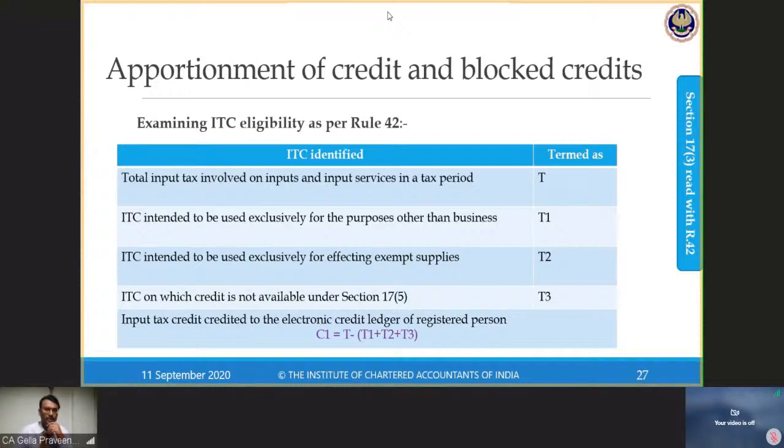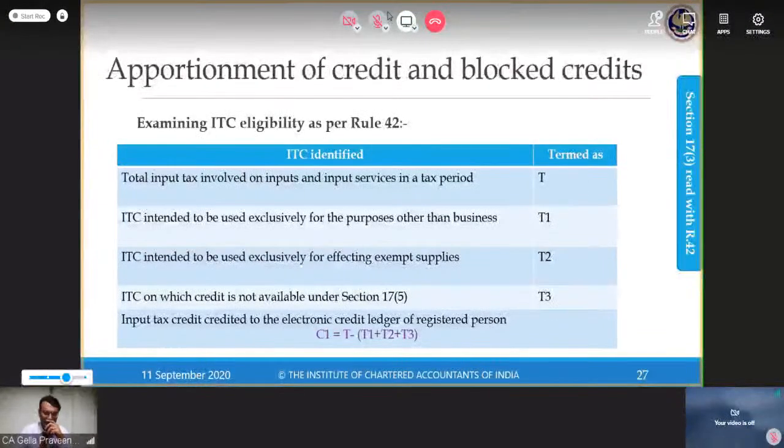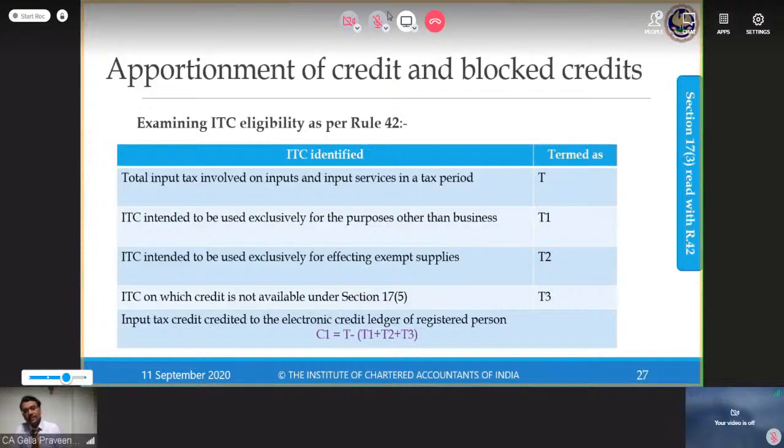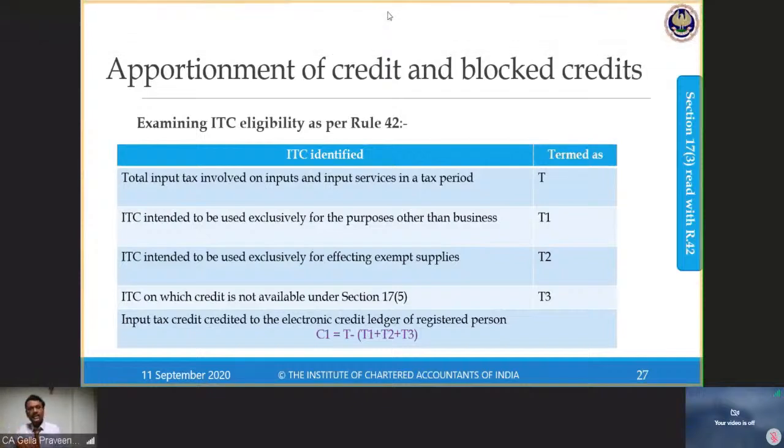Now I can see one question posted by Sapan. Suppose we construct a road on another person's land for running our vehicles in furtherance of business, can ITC be taken? Sapan, Section 17(5) talks about works contract. Anything done in relation to immovable property, like land or building, whether done by you or by a third party, is not eligible for input tax credit. Hope I have answered your question, Sapan.